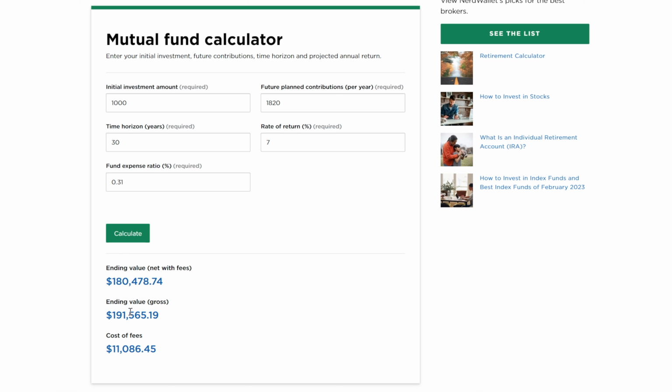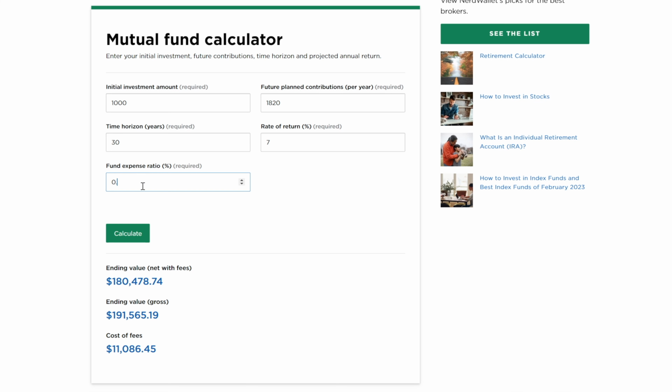So you can see down here that at the end of the 30 years, if we continue to invest at this rate, we'd have $180,000, give or take. And that expense ratio is going to cost us about $11,000 over the course of the life of the investment, which is a significant amount of money. So we're going to take a look at a couple other ones too.